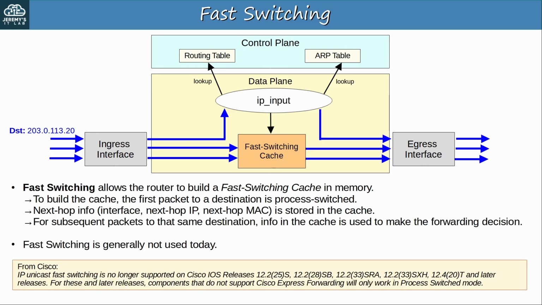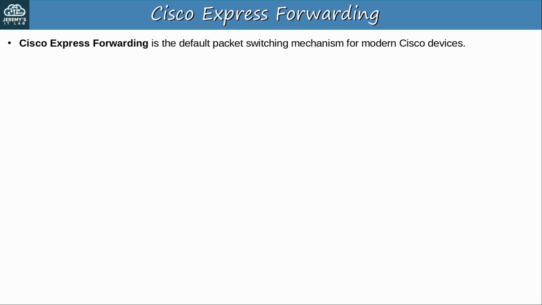I won't read this now, but here's a statement from Cisco. The reason it is no longer supported is because there isn't any reason to use it over the next packet switching method, CEF. Finally, we're on to the main topic of this video. CEF is the default packet switching mechanism for modern Cisco devices. Although it is possible to disable it, there's basically no reason to do that.